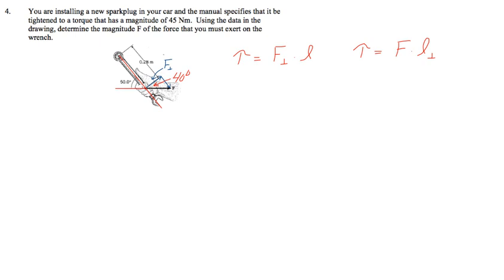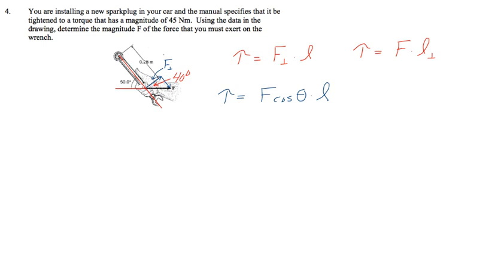So what will I write when solving for torque? What will I replace F perpendicular with? What side of the triangle, that's a right triangle that I formed, is F perpendicular? Is that opposite the angle 40 degrees, or is it adjacent to the angle 40 degrees? Adjacent. So what trig function do I use? Cosine. So I get F cosine theta times the L, the full L.